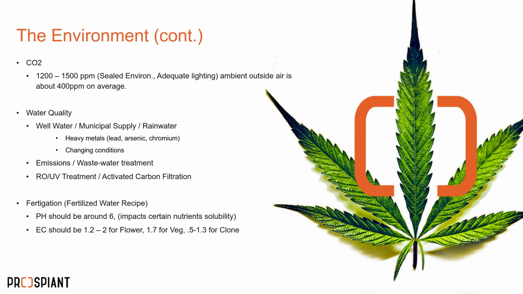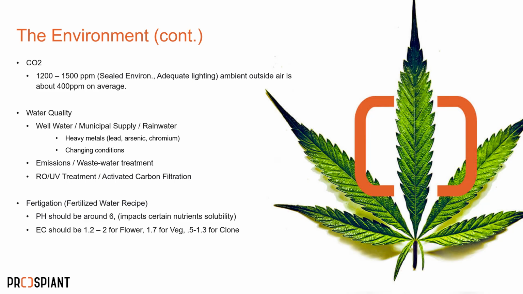Municipal supply is great if you have it. It's already treated water, typically pH neutral, and a very consistent supply. Rainwater is becoming more popular. Harvesting of rainwater is legal in some states, but not all, so you need to check with your local people. But all of these come with a certain amount of treatment that has to be done.